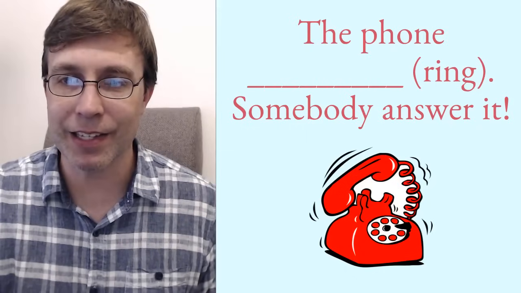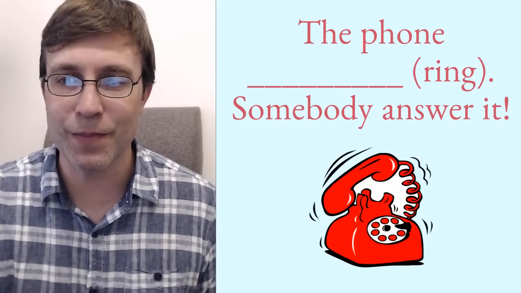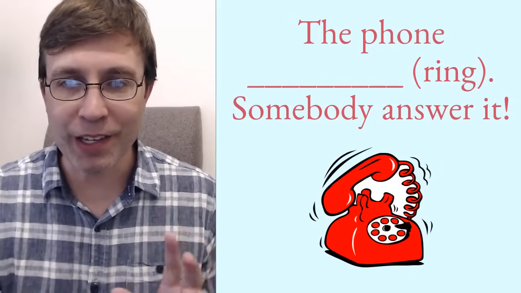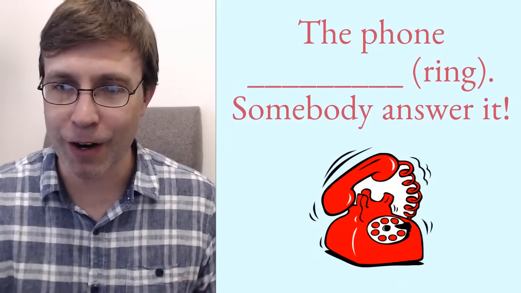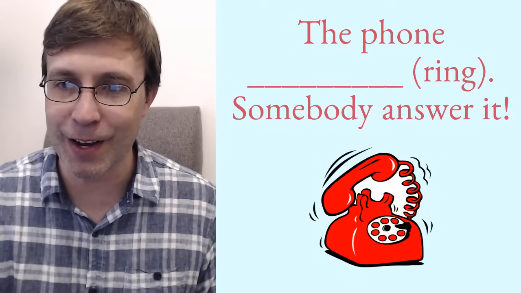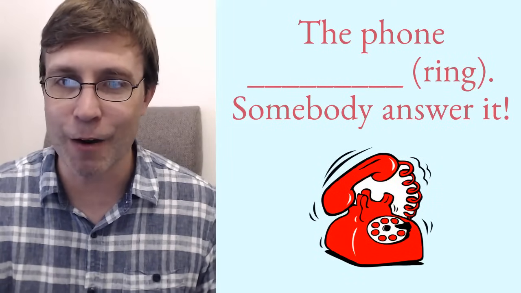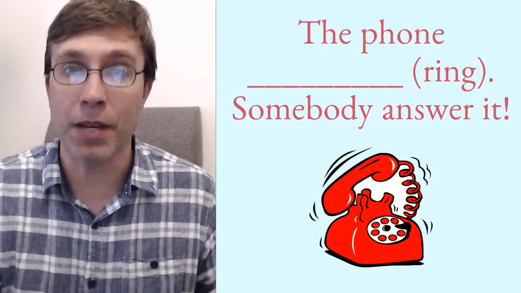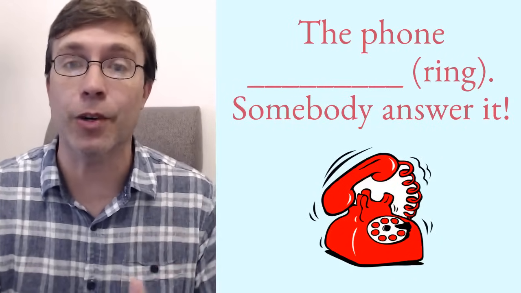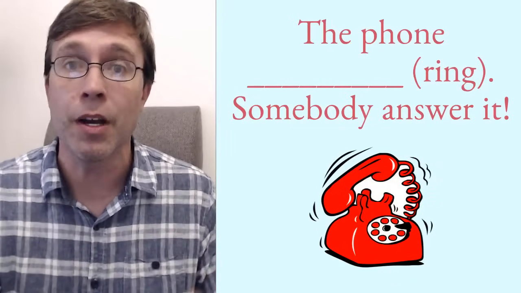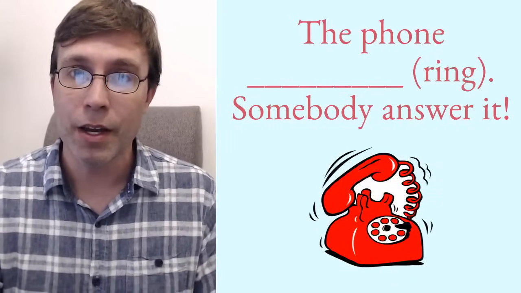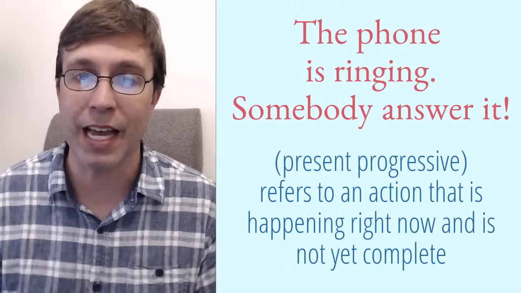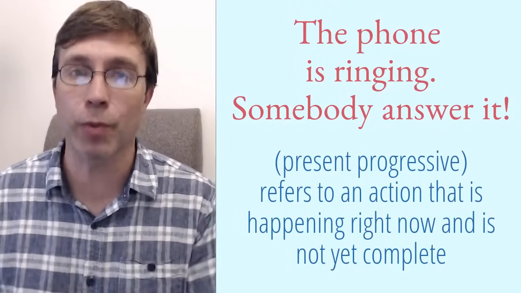So, yes, it's going so quickly. All right. Remember, the phone is singular. Yes, Ricardo, Lorenzo, Eddie, Omar. This would be happening now because the key is somebody answer it. I'm telling somebody to answer the phone. So this is happening now in the present, which means we're going to use that present progressive tense. The phone is ringing.